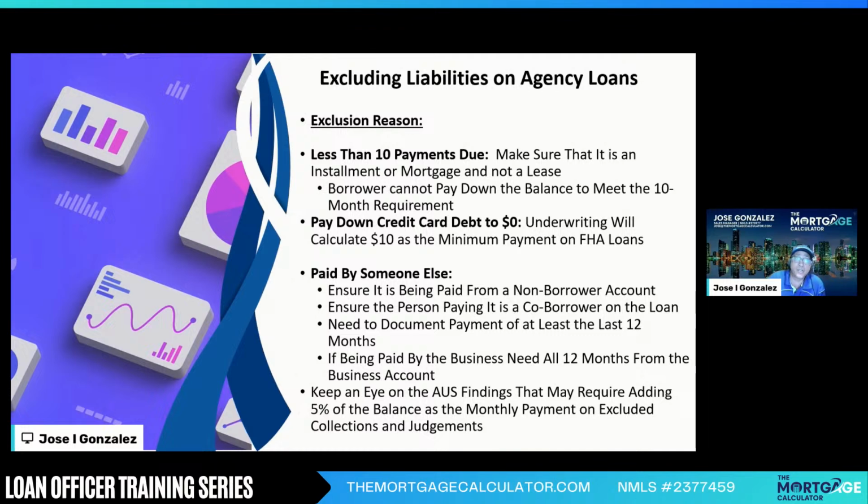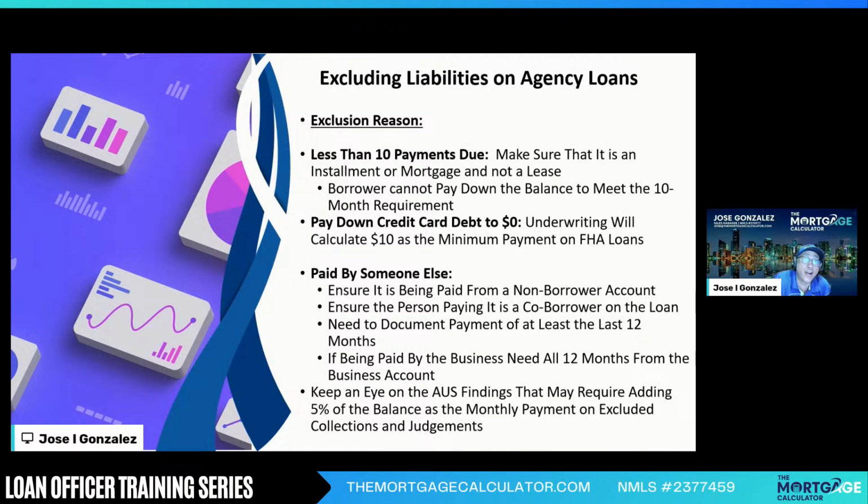So if the exclusion reason is that less than 10 payments are due, that's a pretty easy one. I showed you in the previous slide where that one was highlighted as an installment account. It can be an installment or a mortgage account. It just cannot be a lease.